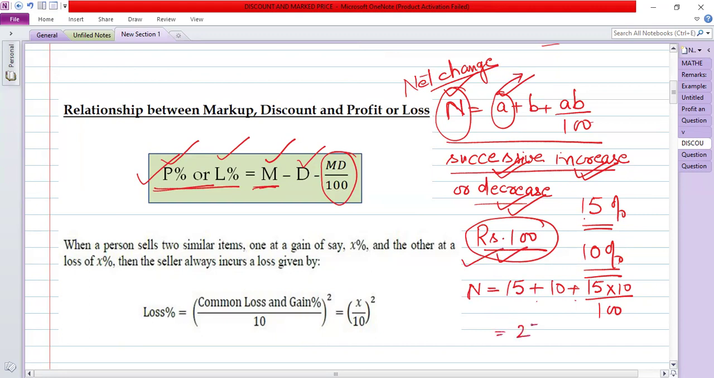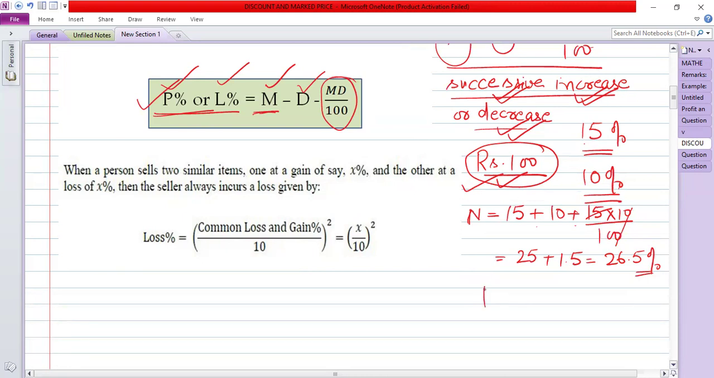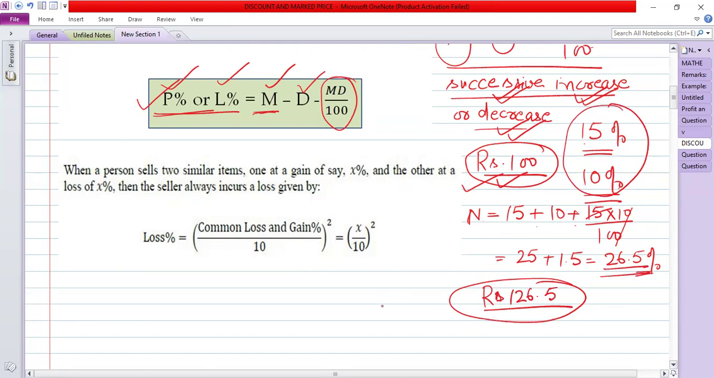Obviously, this is 25 and this cancels out, so this will be 1.5, and this is actually 26.5%. So the new price of the item will be rupees 126.5. Okay, sorry, not percent. It will be the new price after these two successive increases, because this is the net increase.